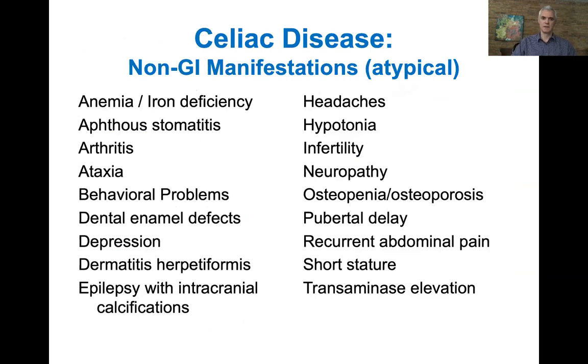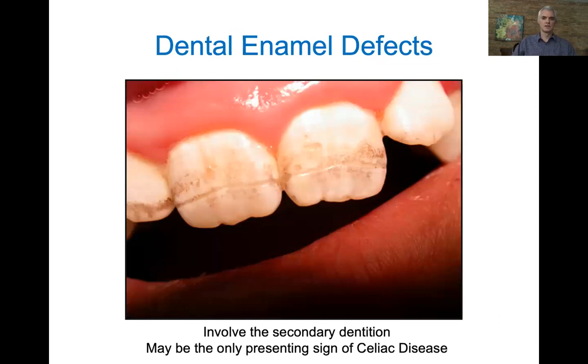These include anemia, canker sores, arthritis, behavioral problems, dental enamel defects, depression, rashes, headaches, and the list goes on and on. I like to say that celiac disease should probably be on the differential for anyone who walks through your door, even if it's way down at the bottom. Here are just some examples.